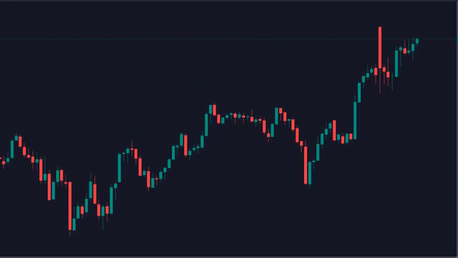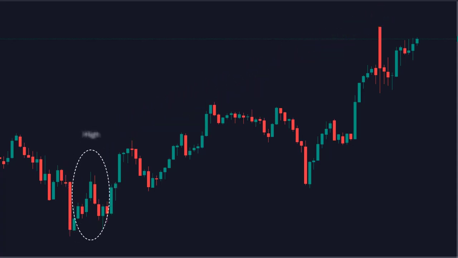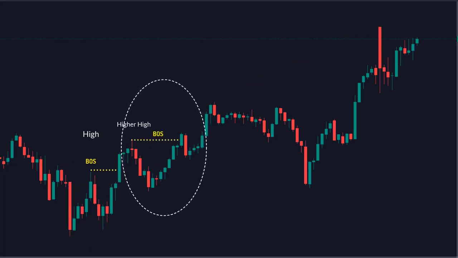Let's take a look at the chart and see whether we can specify the BOSs on the chart. As you can see, there is a strong uptrend. Here, the price breaks the previous high in an uptrend, so we mark it as a BOS. Again, the price breaks the previous high, so we highlight it. And the rest, just like the others.